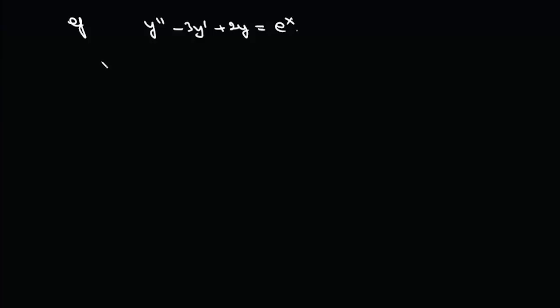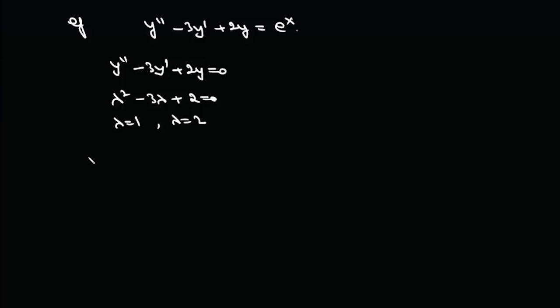Now first we'll find yh, and for that we'll write y double dash minus 3y dash plus 2y equals to 0. The corresponding characteristic equation is lambda square minus 3 lambda plus 2 equals to 0. So we'll have lambda as 1 and 2, and so this yh will be c1 e to the power x plus c2 e to the power 2x.